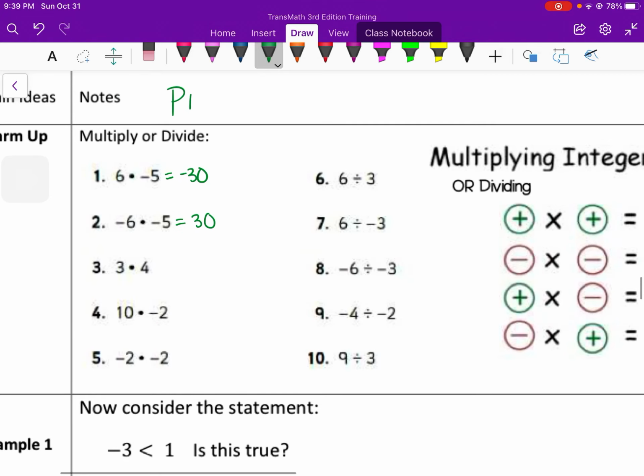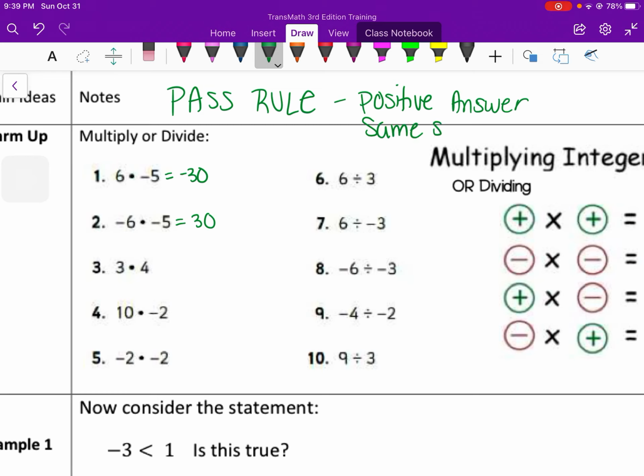Sometimes we learn that as the PASS rule, as it's called. PASS stands for positive answer when they have the same sign, okay? So 3 times 4 has the same signs, both positive, positive 12. 10 times negative 2, different signs, it'll be a negative answer. 10 times 2 is 20, so 10 times negative 2 is negative 20. Negative 2 times negative 2, same sign, positive answer. So 2 times 2 is 4, so negative 2 times negative 2 is also 4.